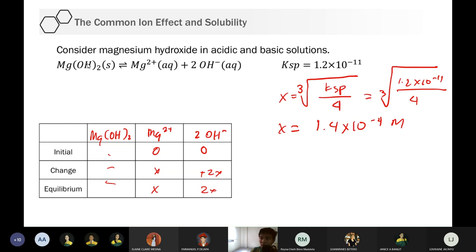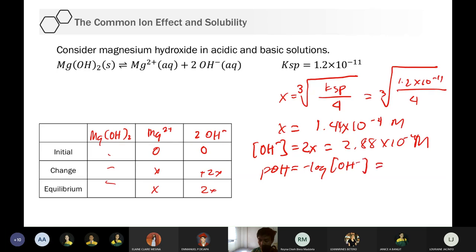Okay. So paano natin malalaman yung pH pag hinalo to sa tubig? Okay. So you know your X already. To calculate for the concentration of OH, just multiply it by 2. Okay. So 2X yun according to ICE table. So that will be 2.88 times 10 raised to negative 4 molar. Solve for the pOH, that's negative log of OH. Papansin nyo, medyo mabilis na tayo kasi alam nyo na kung paano yung calculations dito. Ulit-ulit lang siya. And the pH of the solution is 10.46.